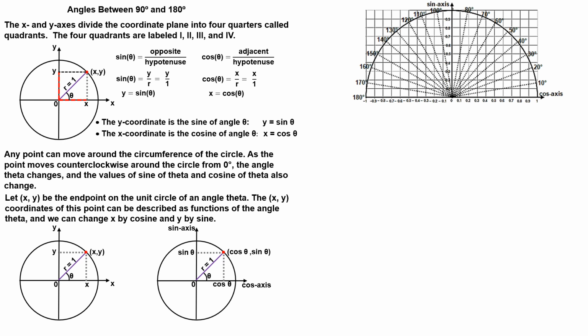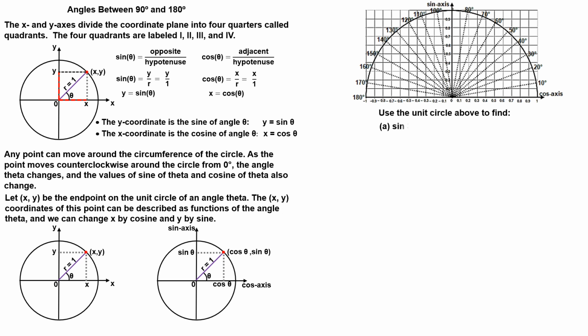For the cosine axis, numbers to the right of 0 are positive. Numbers to the left of 0 are negative. For the sine axis, numbers above 0 are positive. I hope you understand why the cosine between 90 and 180 degrees is negative. Let's see how it works.